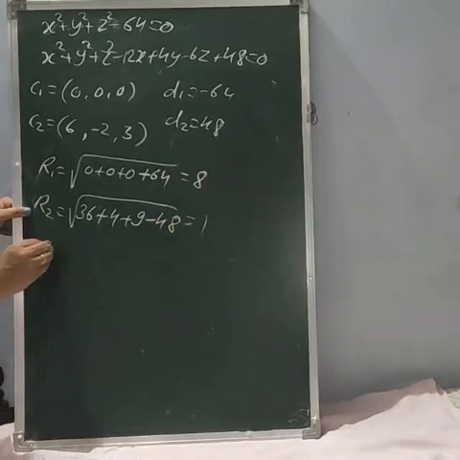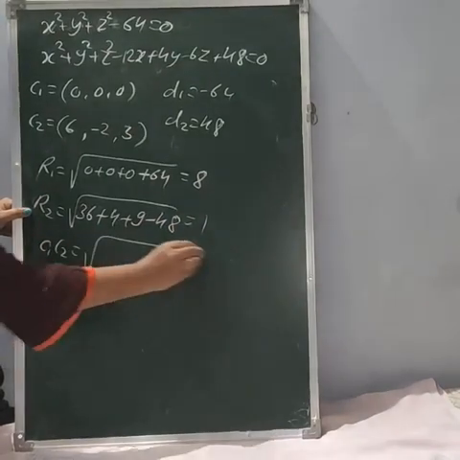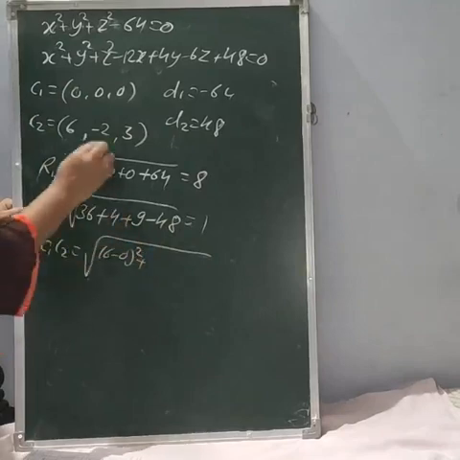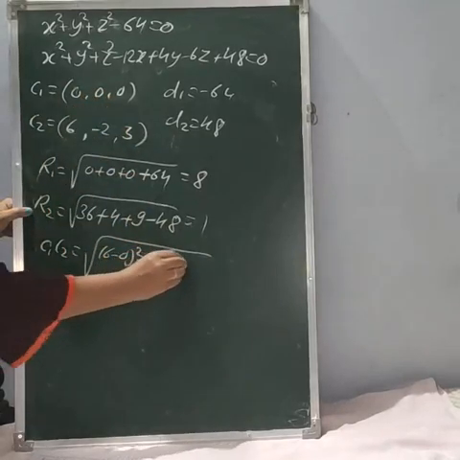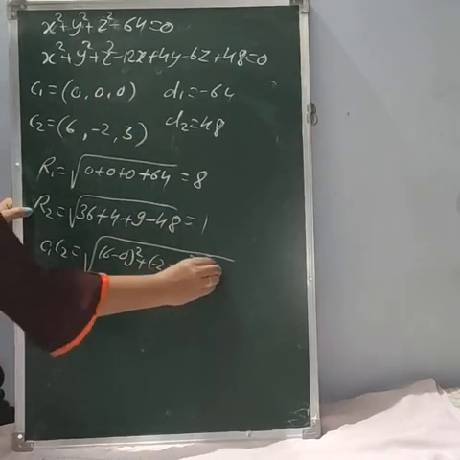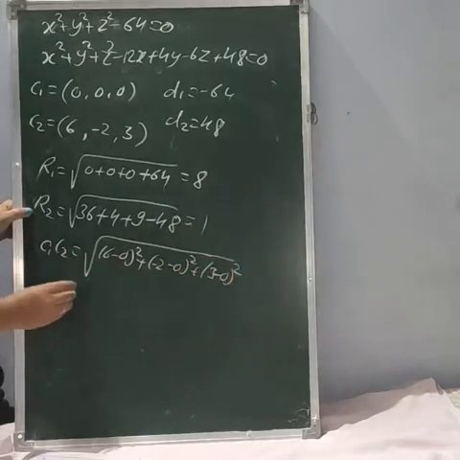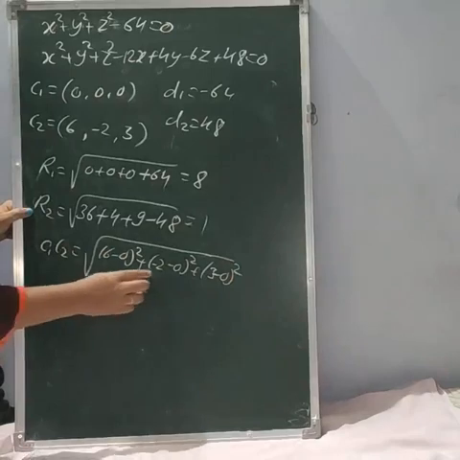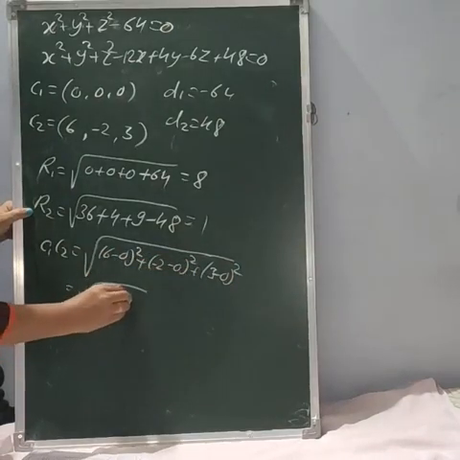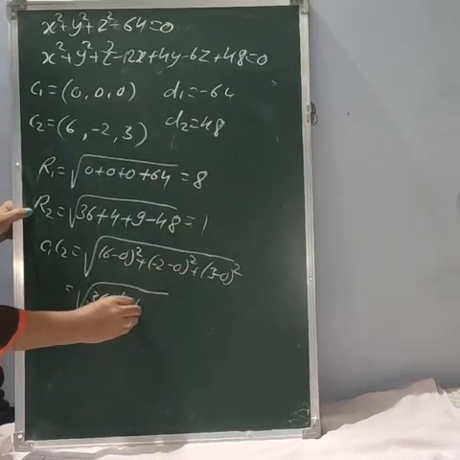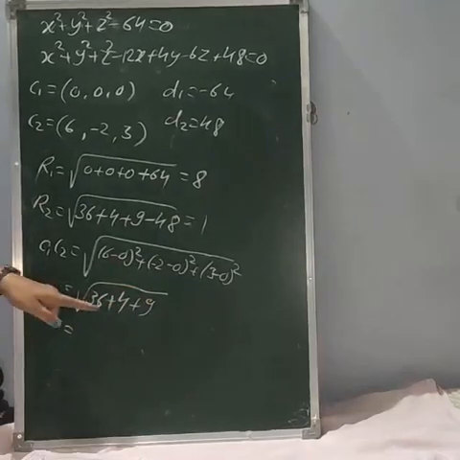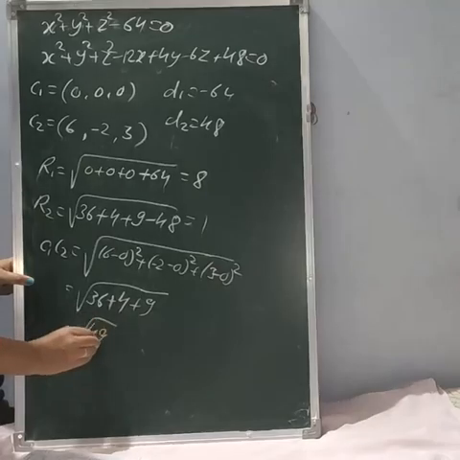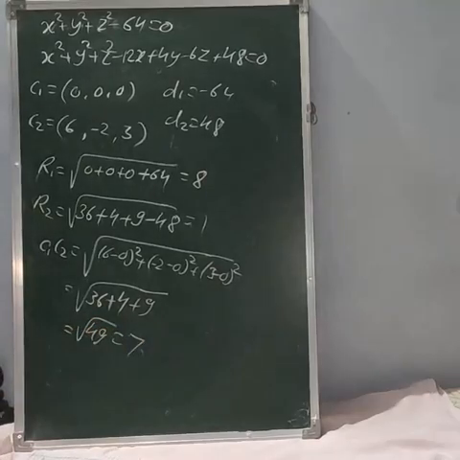Okay. Now find the distance between C1 and C2. What will you get? Square root of 6 minus 0 whole square plus minus 2 minus 0 whole square plus 3 minus 0 whole square. So 6 minus 0 is 6, so you will get root 36. Minus 2 minus 0, minus 2 whole square is plus 4. 3 square is 9. So 36 plus 4, 40, 40 plus 9, root 49. So root 49 is a perfect square and the value is 7.